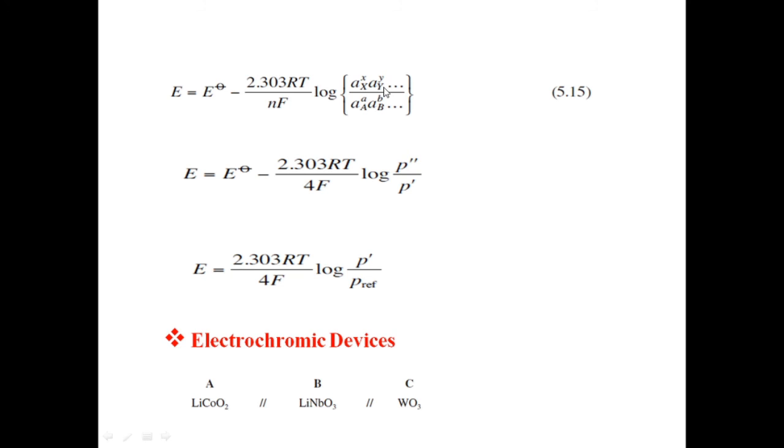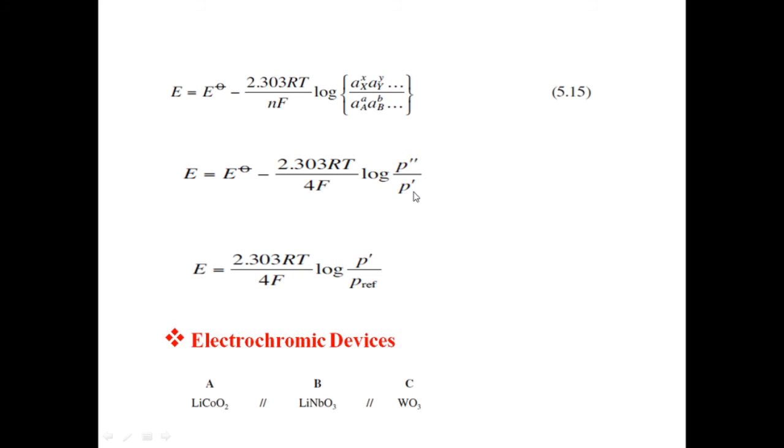Applying the Nernst equation to the cell reaction in the oxygen meter, we obtain E is equal to E0 minus 2.303 RT upon 4F log of P double dash upon P dash.